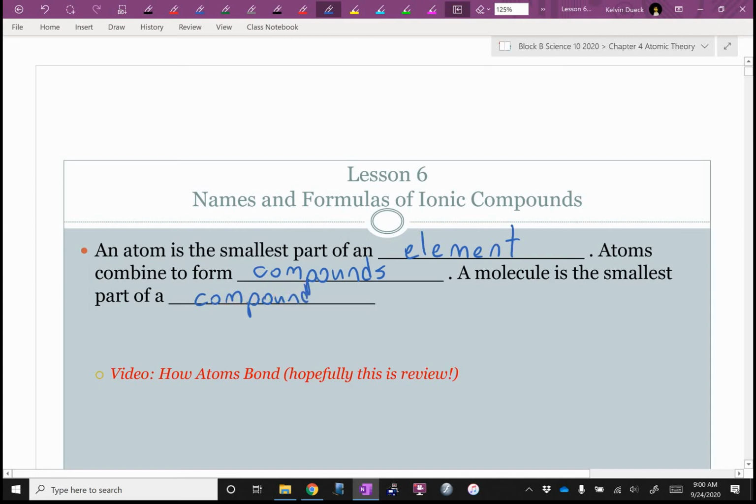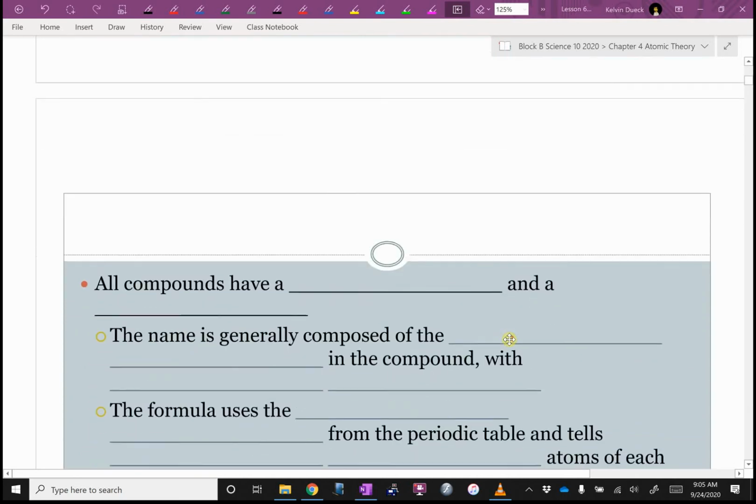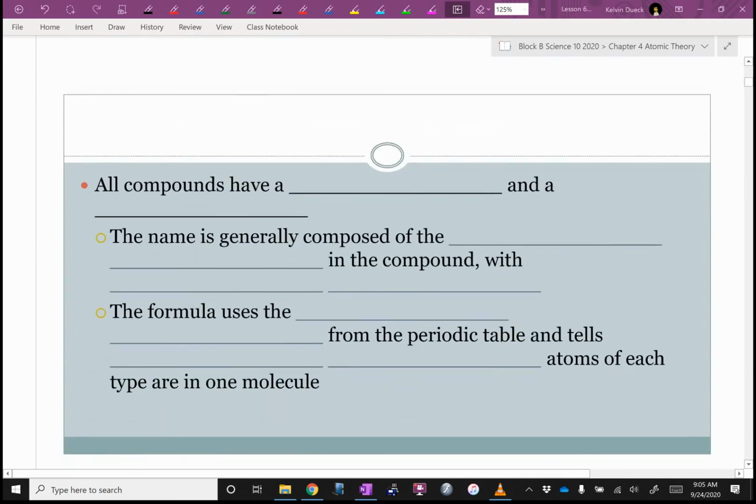You've probably, just by growing up, heard and memorized some compounds. CO2, carbon dioxide. Most of you probably have heard that one. H2O, water, a water molecule. Put your pencils down, look up. Hopefully this is review. All compounds have a name, carbon dioxide, and a formula, CO2. Sodium chloride, NaCl.